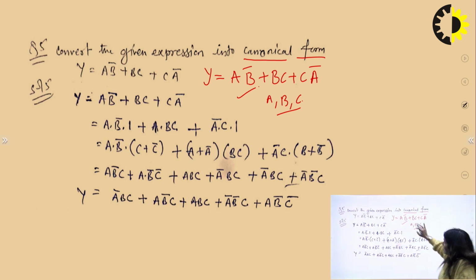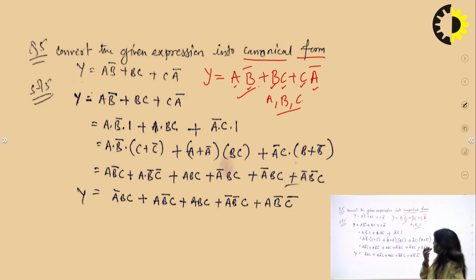This term is containing only the A variable and B variable. This term is containing B variable and C variable. This term is containing C variable and A variable. Now we have to make this expression in such a way that each term includes all the variables. That would be the canonical form, right?